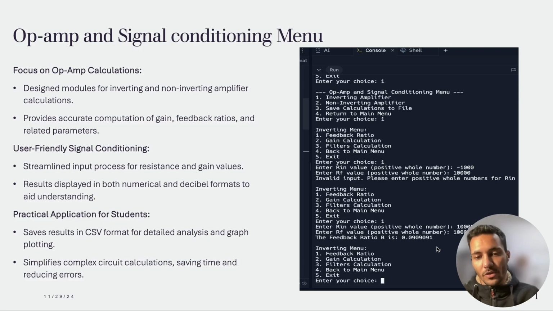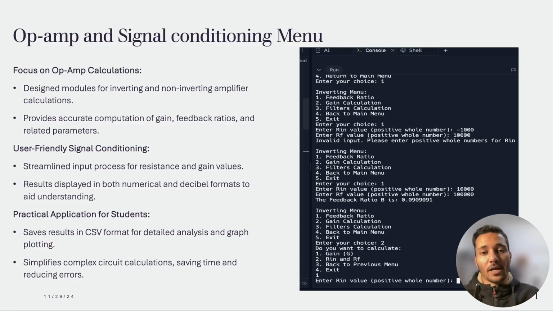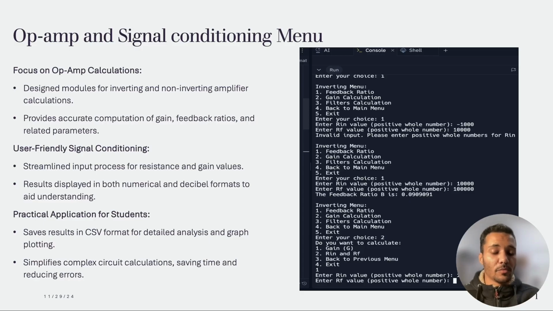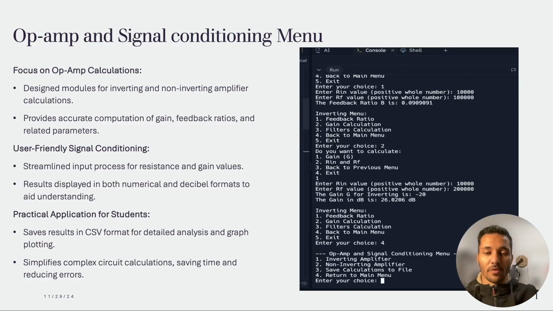As you can see here, we have the result for the feedback ratio. Next, I will calculate the gain after providing the Rin and Rf values again. The program will calculate the gain in both numerical values and in decibels, which provides a conversion for the students, giving students a clear understanding of the result. Once the calculation is complete, I will return to the main menu and save the file. To save the file as a CSV file, we have the option back in the main menu, just to make sure that they have completed all the calculations they need, so they have to go back and save everything.